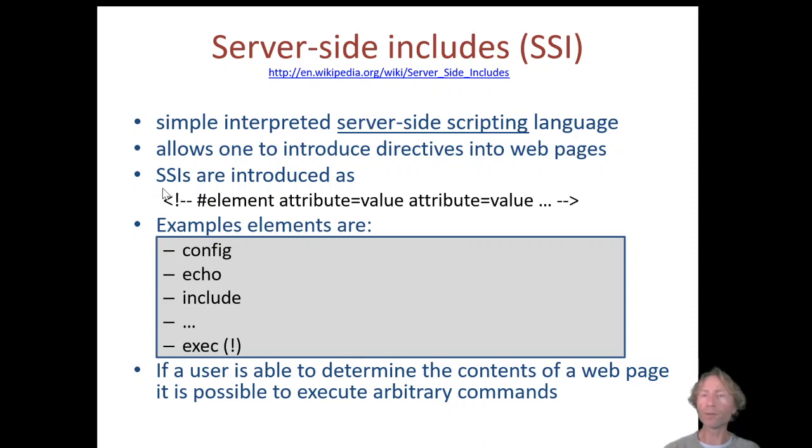So the SSI, the server-side includes, are introduced with a comment tag and then an element such as config, echo, include, or exec, and then an attribute equals value list of arguments there. Now, if an untrusted user is able to determine the contents of a web page, it also means that that user is able to execute arbitrary commands. So if any of this might be used to configure one of these server-side includes, well, then you might have a security problem.